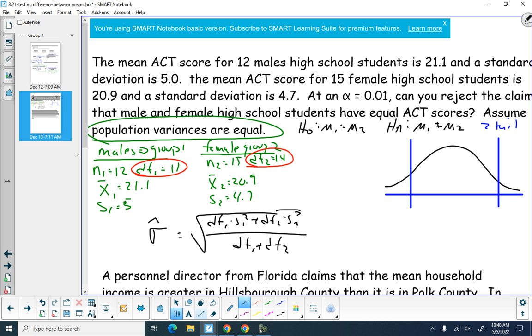If you want to use N's, that is fine. So we have a square root of 11 times S1 squared, 5 squared, plus degree of freedom 2, 14, times 4.7 squared over 11 plus 14. This gives us sigma hat.